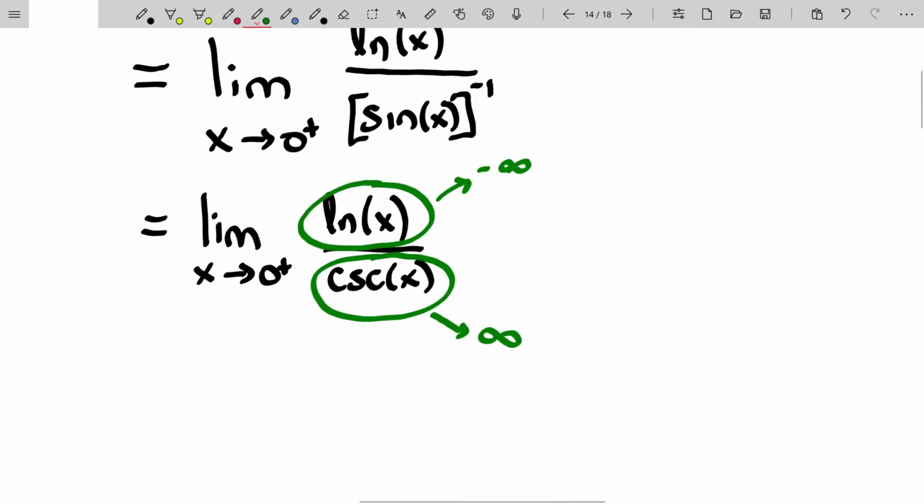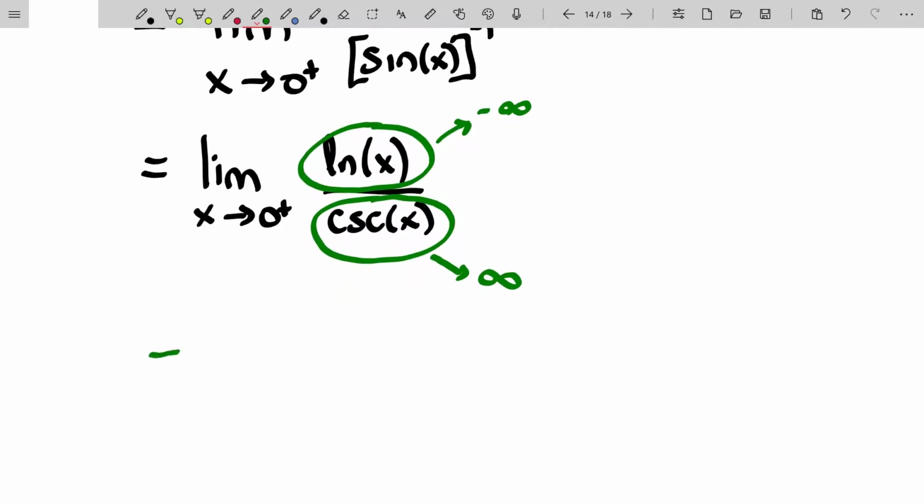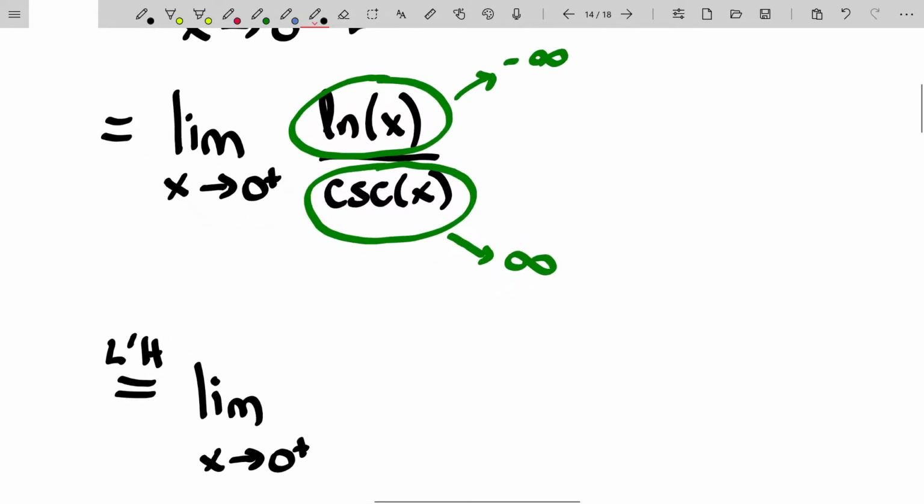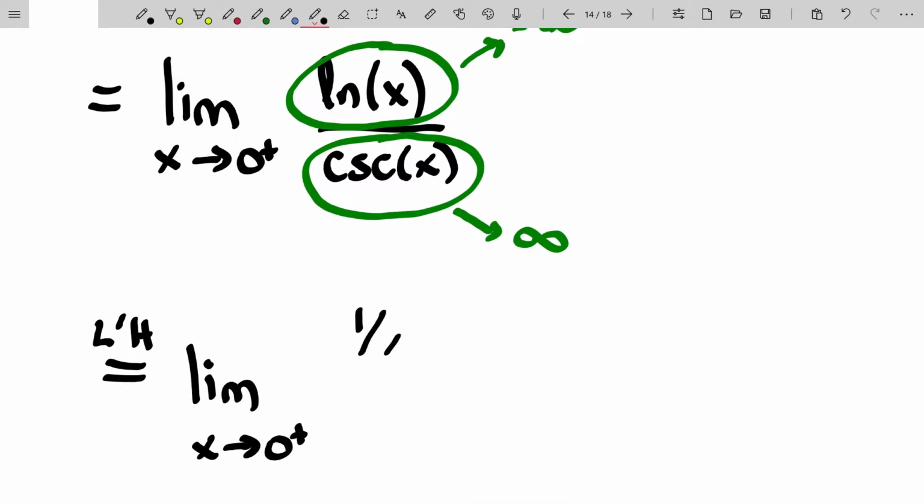So we have a limit of the indeterminate form infinity over infinity. Yes, I get it, it's negative infinity over infinity, but it's still infinite over infinite. That's all I need to know. So let's go ahead and use L'Hopital's rule. Oops, I want to use black ink for that, so let me switch over. That'll be the limit as x approaches 0, again from the right-hand side. The derivative of the natural log is 1 over x. The derivative of the cosecant is negative cosecant of x, cotangent of x.